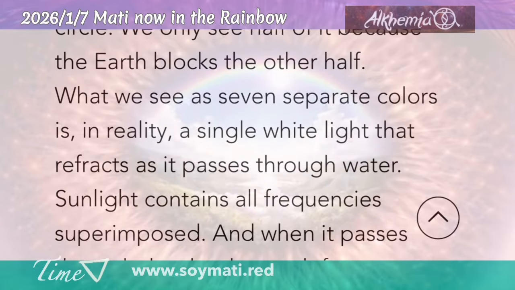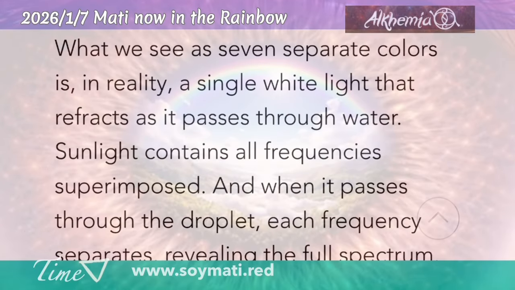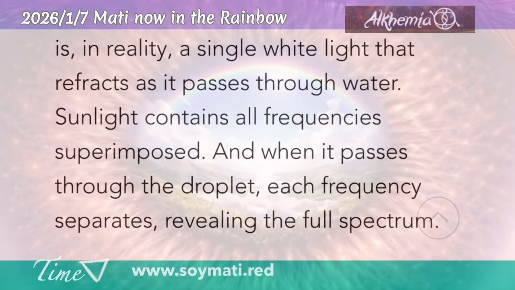What we see as 7 separate colors is, in reality, a single white light that refracts as it passes through water. Sunlight contains all frequencies superimposed. And when it passes through the droplet, each frequency separates, revealing the full spectrum, the complete spectrum of reality. The white light of the sun is not white. It is the sum of all colors existing at the same time: red, orange, yellow, green, blue, indigo, violet.